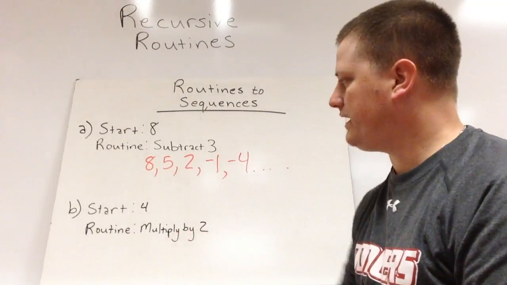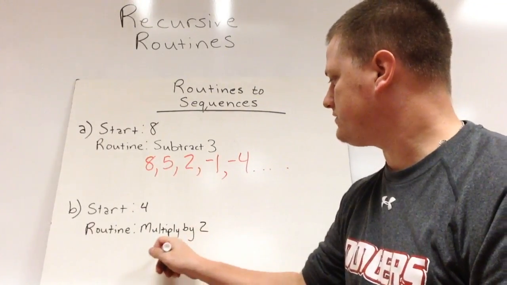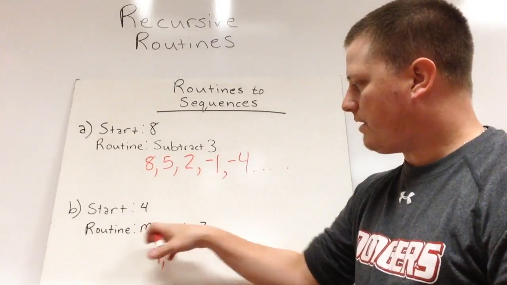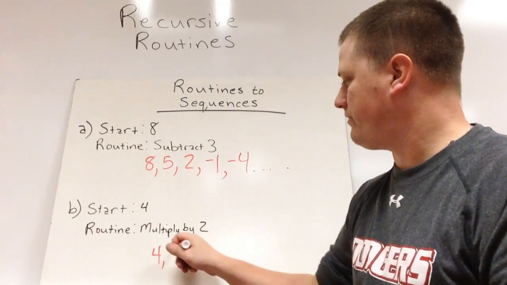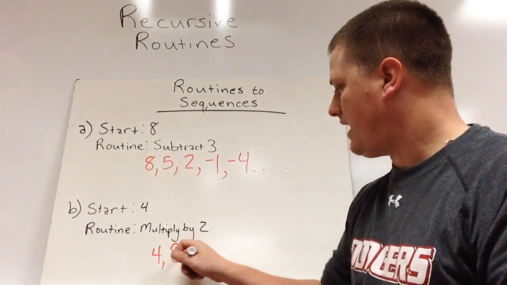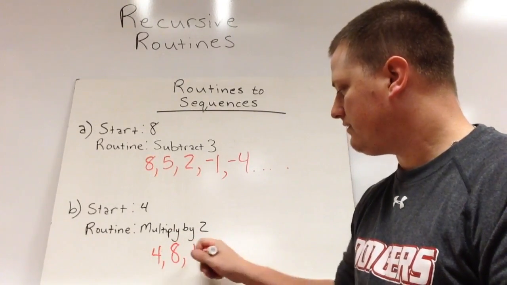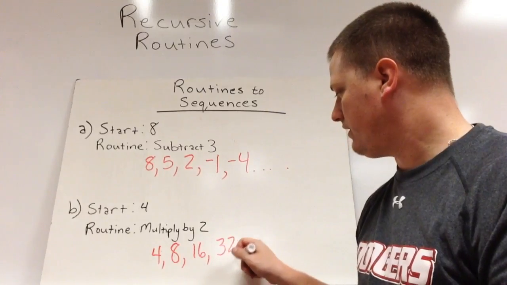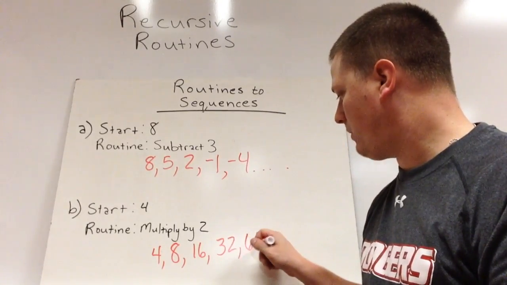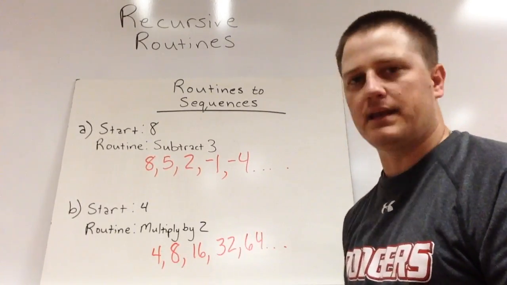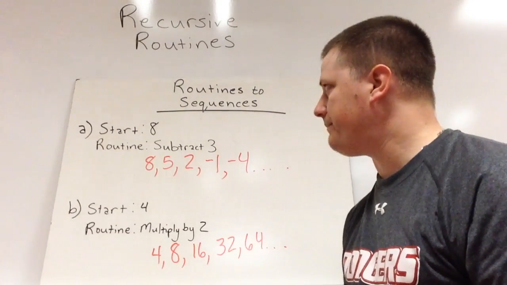Now we'll do this last one here. We're going to start at 4. So there's our start value. We want to multiply by 2 every time. So 4 becomes 8. 8 becomes 16. 16 becomes 32. 32 becomes 64. And again, that can continue as far as we need it.